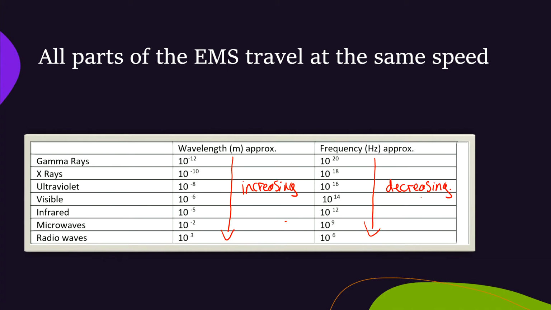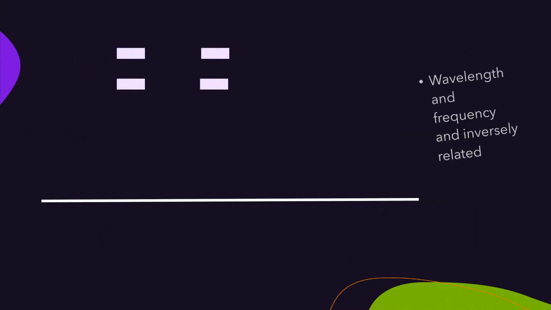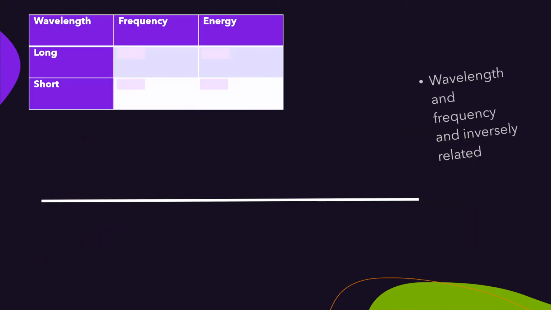So that's what we refer to as an inverse relationship. So when something is increasing, the opposite, the decreasing, is happening to the other variable. So it's important that you realize that wavelength and frequency have an inverse relationship.